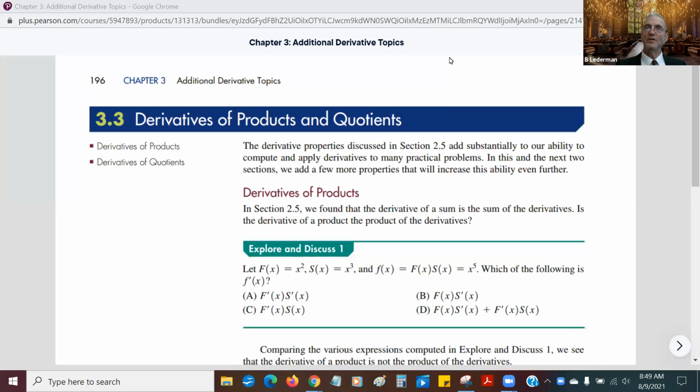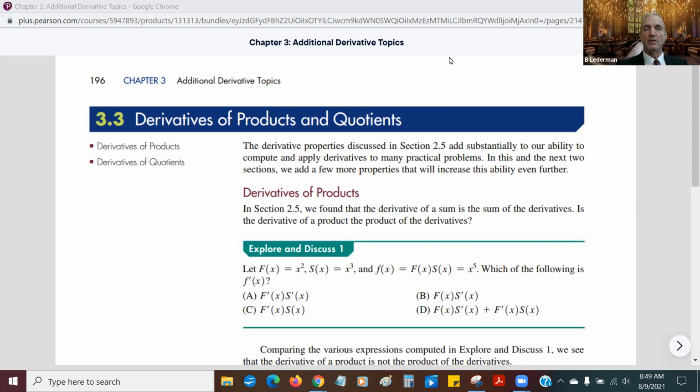Hi, everybody. Now we're going to do 3.3, this video. So this is derivatives of products and quotients. In other words, we talked about the derivative of a function, what about the derivative of the product of two functions? If we take the product of two functions and we want the derivative, is that just going to be the product of the derivatives? That's really the question here.